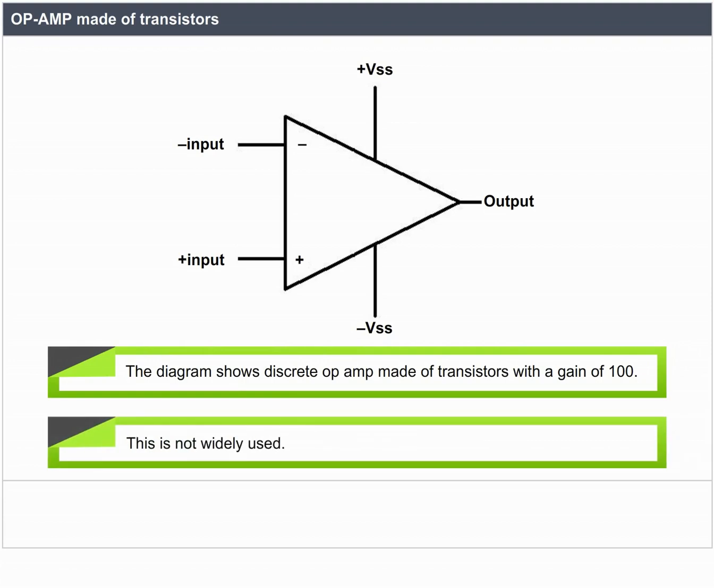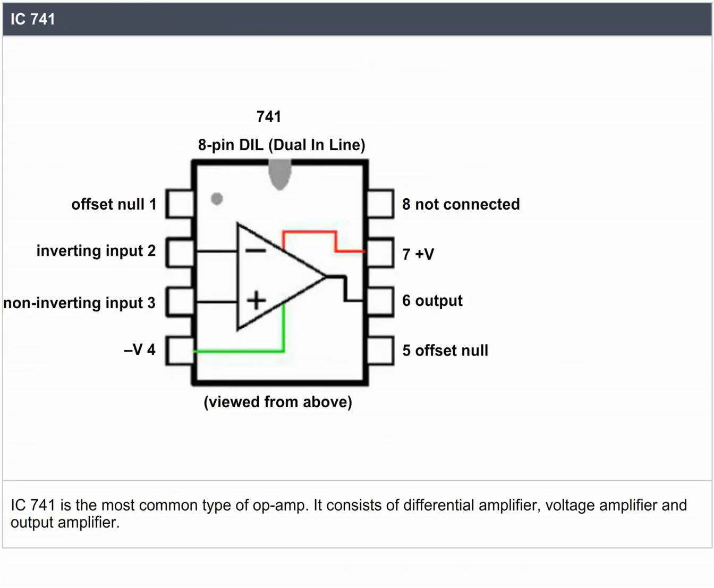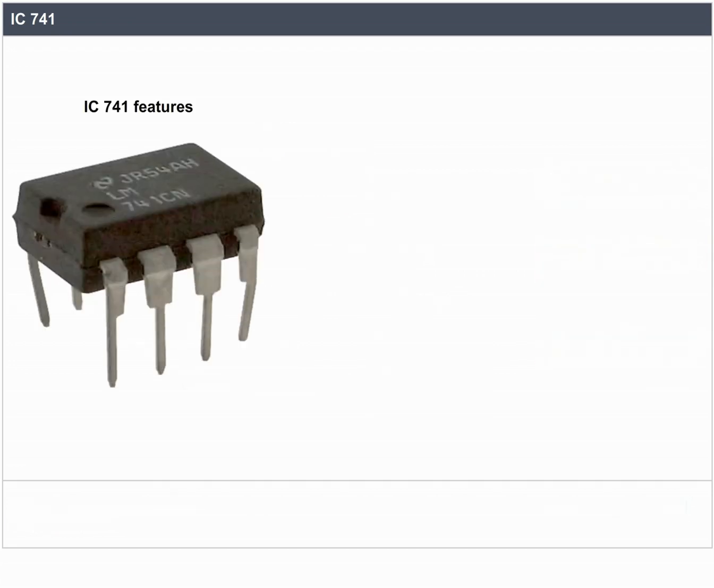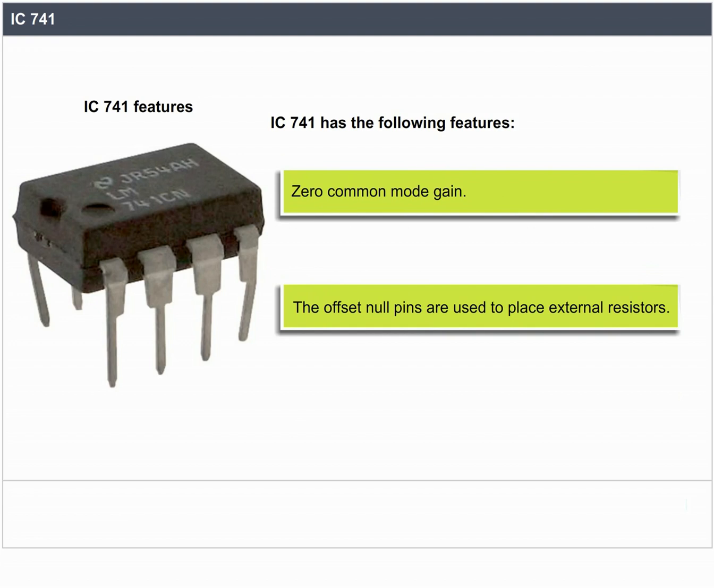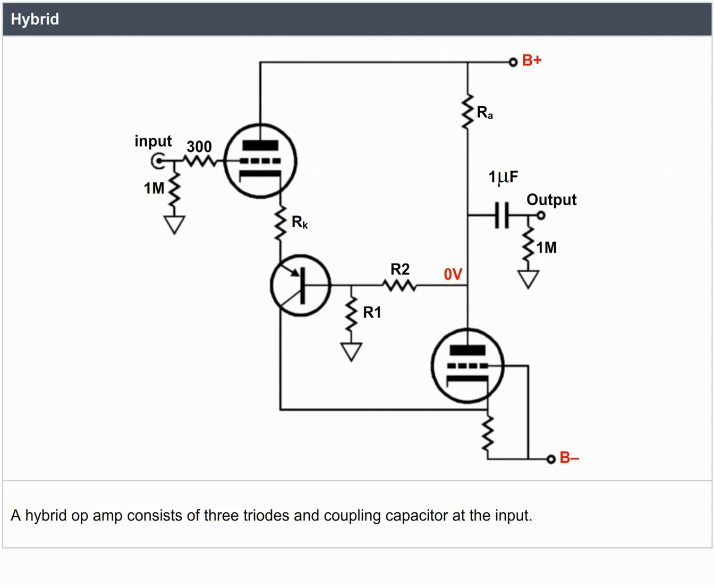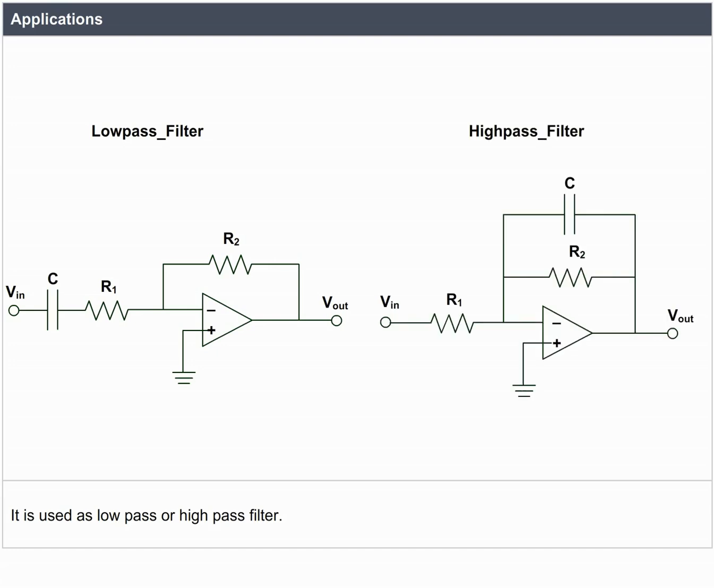IC741. IC741 is the most common type of op-amp. It consists of differential amplifier, voltage amplifier, and output amplifier. IC741 features. IC741 has the following features: zero common mode gain. The offset null pins are used to place external resistors. Hybrid. A hybrid op-amp consists of 3 triodes and coupling capacitor at the input. Applications. It is used as low-pass or high-pass filter. It is also used in electrocardiogram amplification.